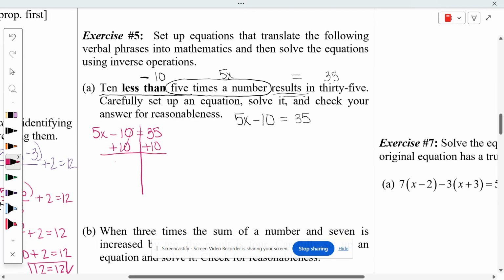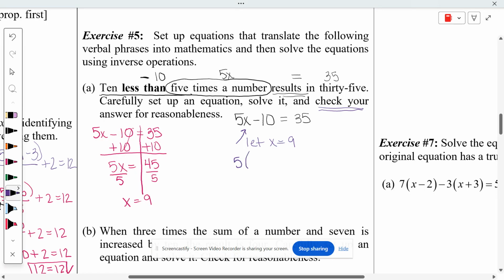So that gives me 5x equals 35 plus 10, which is 45. Next step, 5 times x, the undo of multiply is divide. Divide. x equals 9. Now, we're asked to check our answer for reasonableness. So that means we have to take this equation and let x equal 9 and see if we get a true statement.